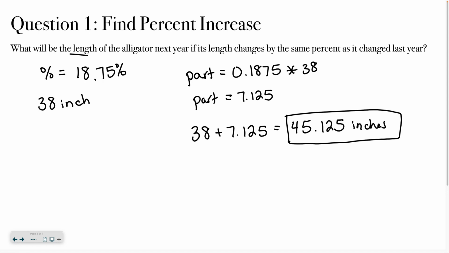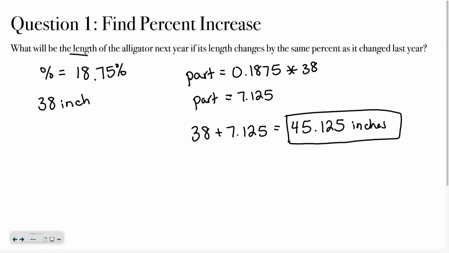All right, hopefully your final answer was 45.125 inches, or maybe you rounded and just said about 45 inches. I'm okay with that. The way that I got this was I took that 18.75%, converted it to the decimal 0.1875, and multiplied that by the whole, which was 38. When I did that, I found that the part, or the number of inches it changed by, was 7.125. And I took that part and I added it back to the original in order to figure out what is the new length of the alligator.